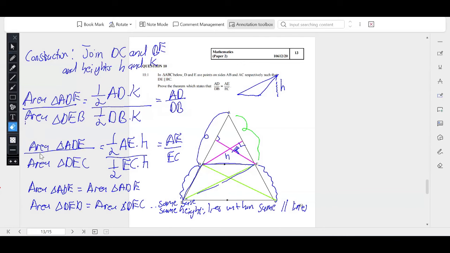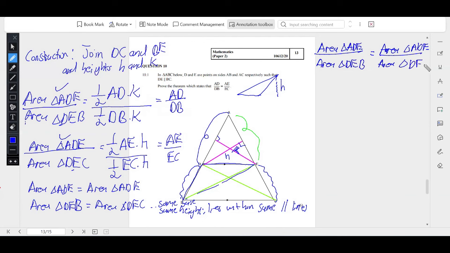Then, so this was DEB. Okay, so now that you say that this triangle is equal to that triangle, and also the denominator triangles are equal, then in other words, we can say the area of triangle ADE over the area of triangle DEB is actually equal to the area of triangle ADE over the area of triangle DEC, which means the answer that we got from here, AD over DB, can be equated with the answer that we got here, which is AE over EC. And from that, voila, now you have this.